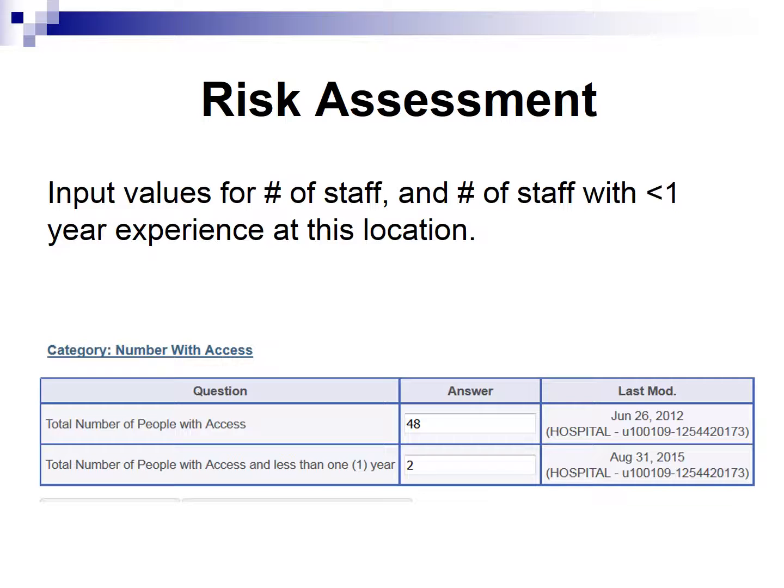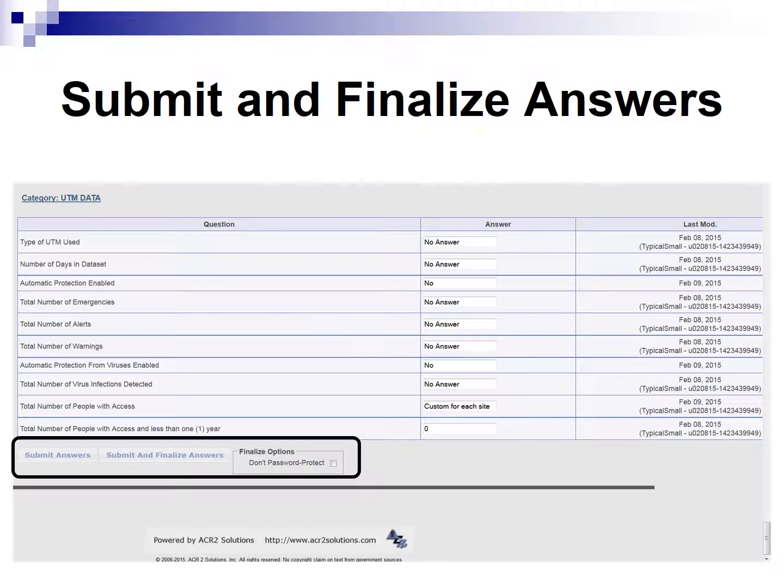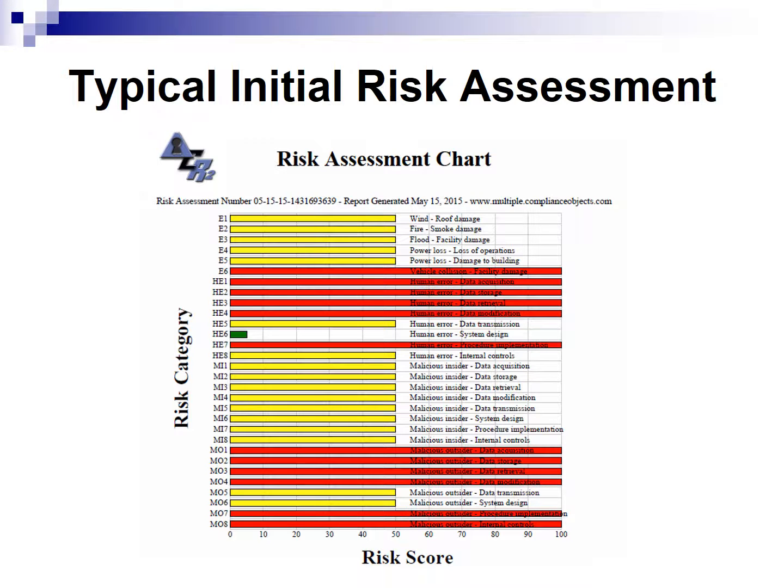Input demographic data for your practice. After inputting data, click on the Submit and Finalize Answers button. A summary risk report will be sent to the email address for the compliance officer. An initial risk assessment will usually show a mixture of acceptable, marginal, and unacceptable risk scores. The Compliance Helper Associate will help guide the organization into achieving and maintaining full HIPAA compliance.